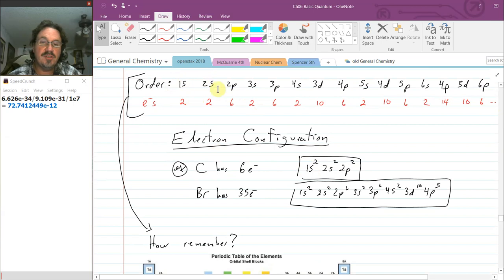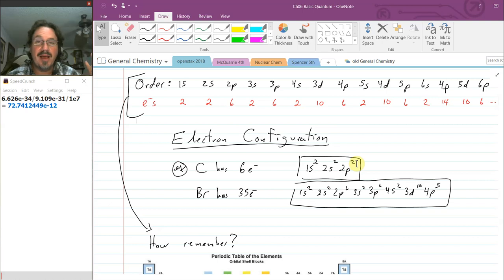Next one up is the 2s. Put 2 electrons in there. So far I'm up to 4 electrons. I've got 2 more to go. So the next one is the 2p. I put 2 electrons in that one, and I'm done. There's all 6 electrons. That's the electron configuration for carbon. 1s2, 2s2, 2p2. I was jumping ahead of myself.